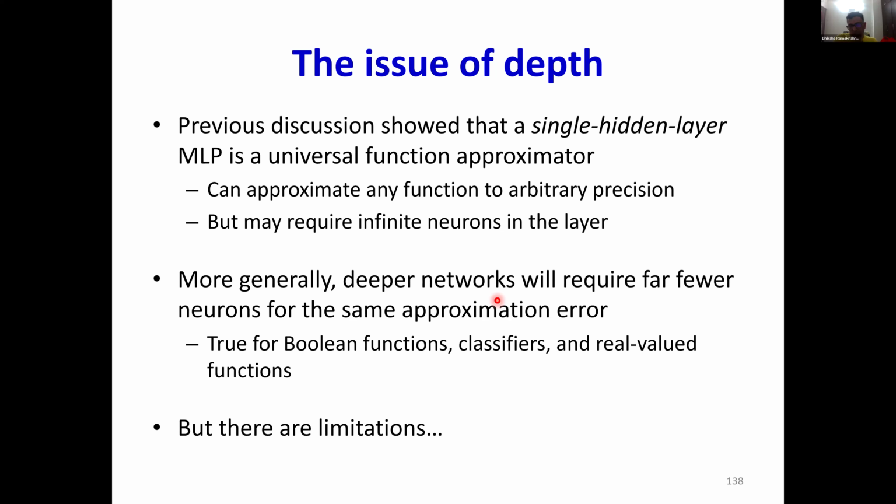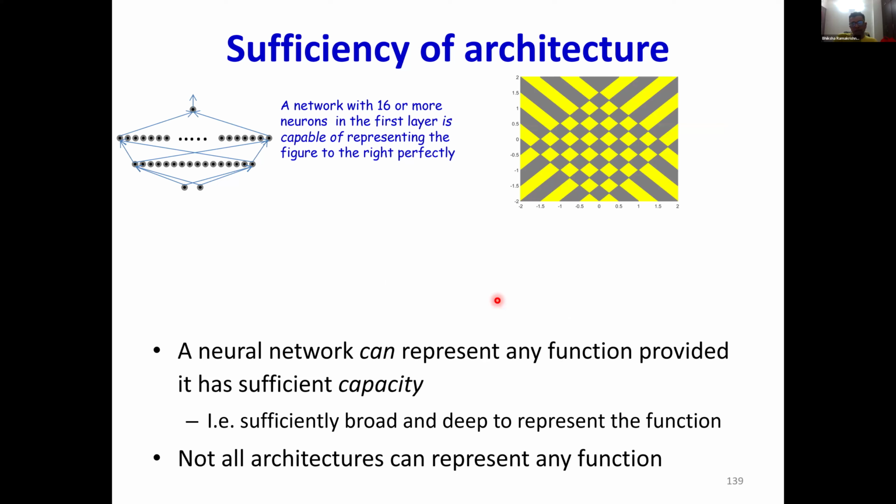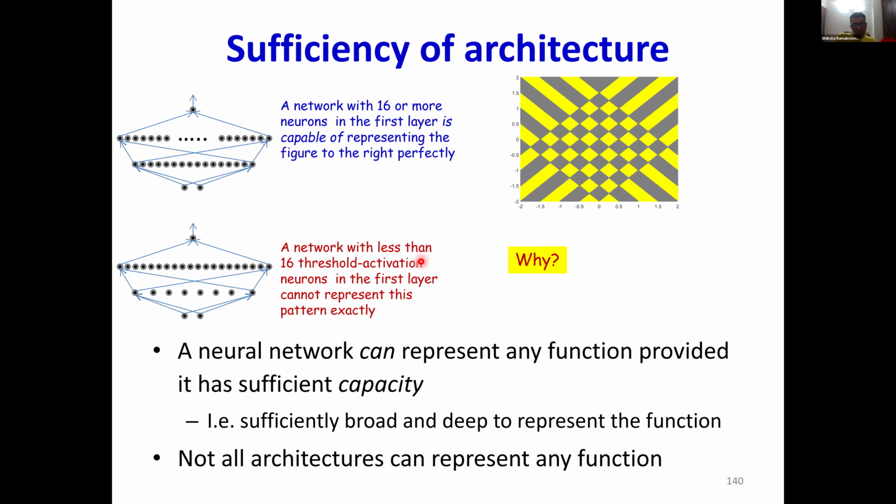So there's something called sufficiency of architecture. Let's go back to this decision boundary. It is composed of 16 lines. So I need 16 neurons in the first layer and 40 neurons in the second layer. Now assume that I'm using threshold activation functions. If I have only 8 neurons in the first layer, would it be possible for me to still compose this boundary by simply increasing the number of neurons in the second layer, or adding more layers, or whatever else? Why not?